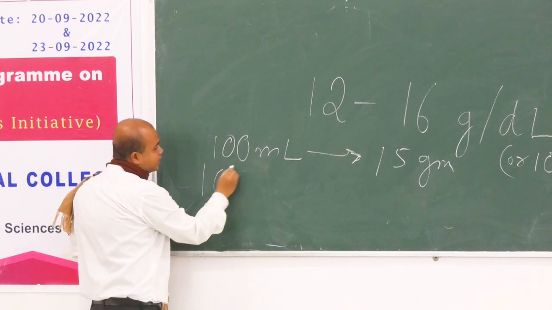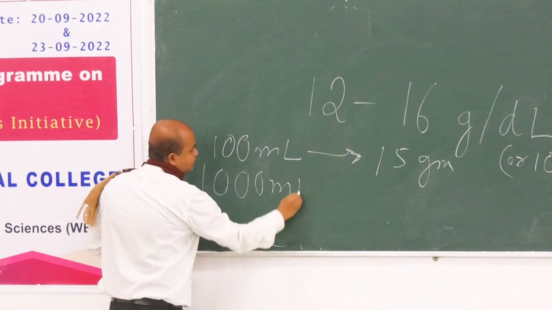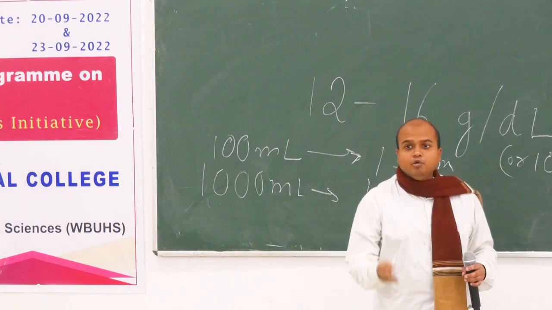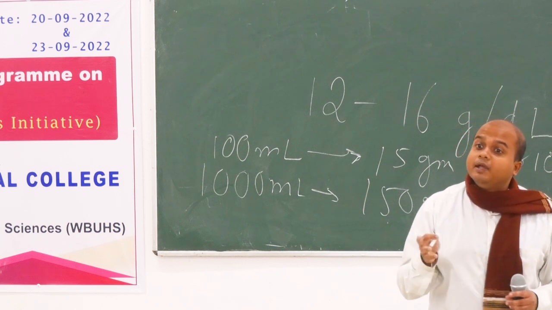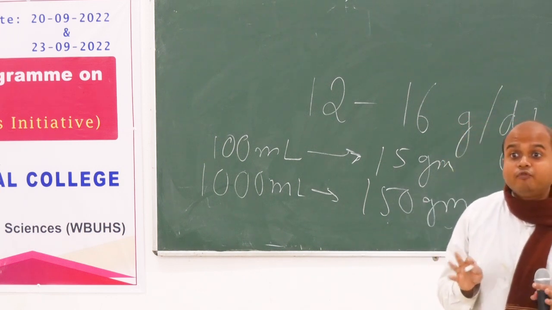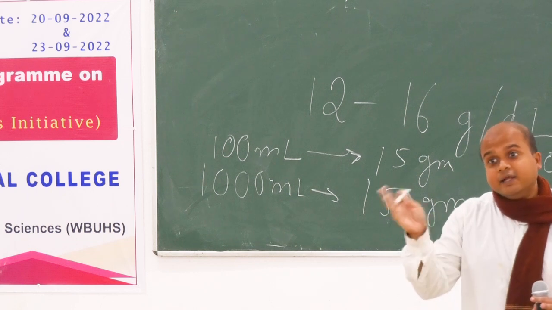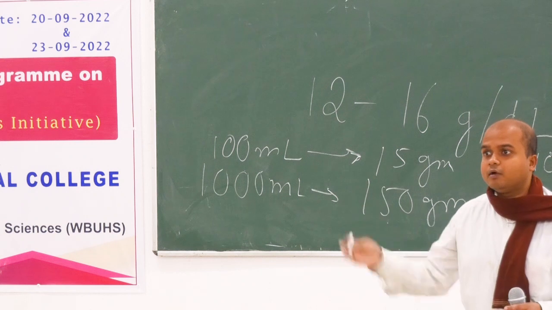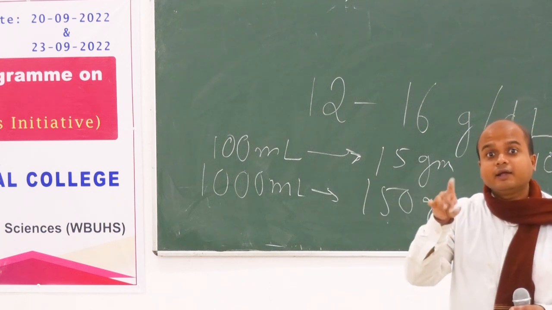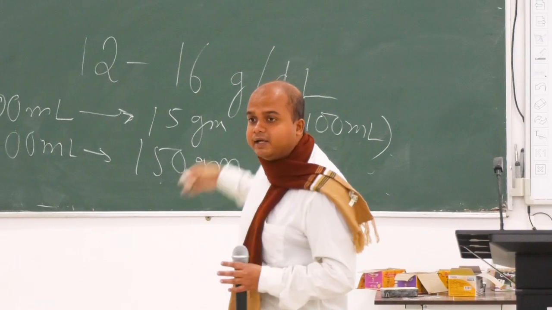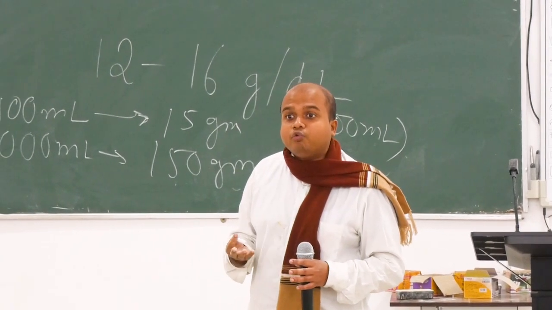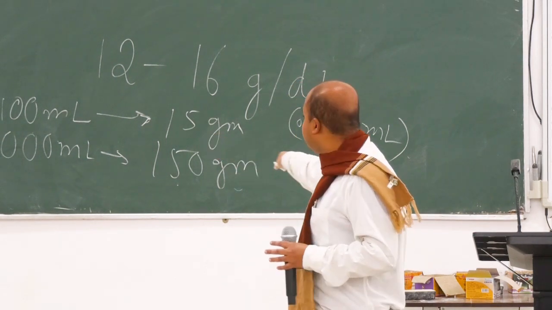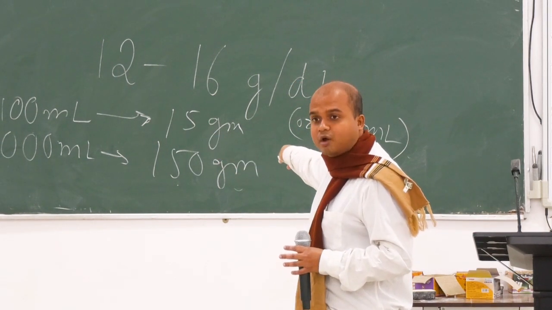1 liter will contain, 100 becomes 1000 ml, so this will become 150 gram. Actually, in the UK, they express hemoglobin per liter. We express here 12 to 16 gram per deciliter. But there, if you have friends or someone known who is a medical person in the UK, they write it differently. If we express in per liter, we have to multiply by 10, so 120 to 160 gram per liter. Okay. So 1000 milliliter or 1 liter of blood contains, if we take it as 15, 150 gram.